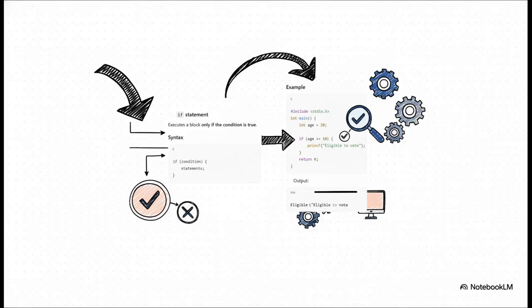Easy as that. Let's break this down. On the left, you've got the basic structure, the syntax. You see the word if, and then the condition you're testing right inside the parentheses. Now look at the real-world example on the right. The code asks, hey, is the age variable greater than or equal to 18? Well, since age is 20, the answer is true. So it goes ahead and runs the code inside the brackets, printing eligible to vote.